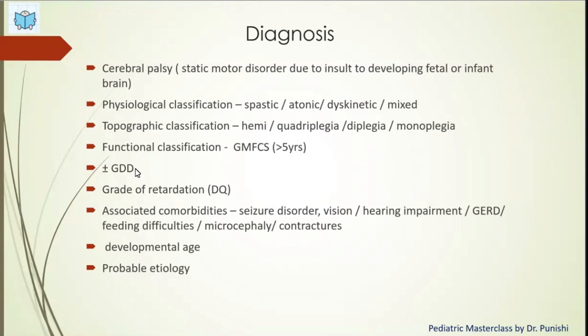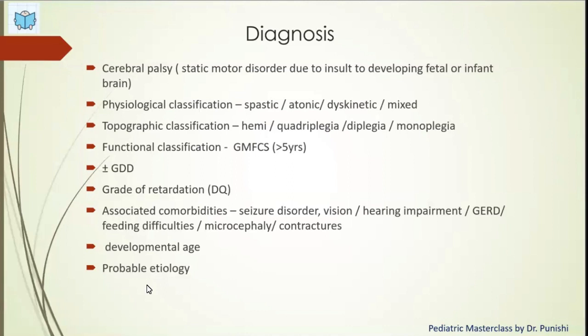Whether or not the child has global developmental delay, what is the growth retardation? What is the developmental quotient? Associated comorbidities, like let's say the patient has seizure disorder, feeding difficulties, hearing impairment, GERD, microcephaly, contractures, etc. What is the developmental age? We just saw that in the developmental assessment in the examination. And at the end, what do you think is the probable etiology of this insult?